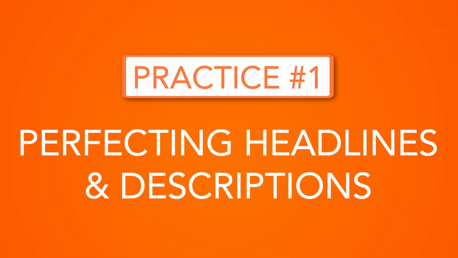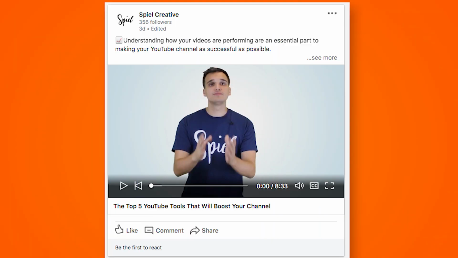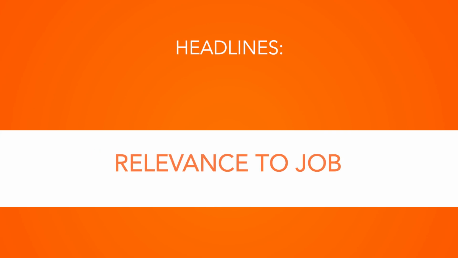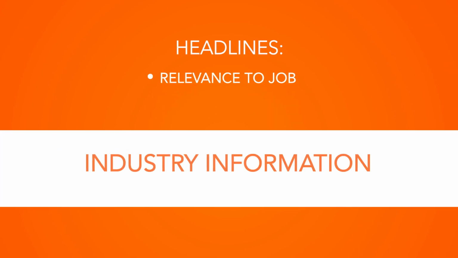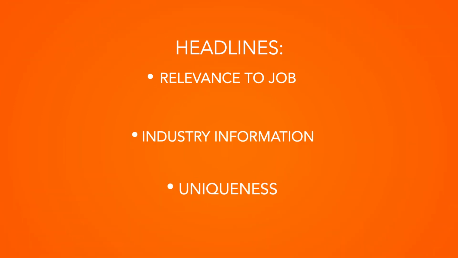Number 1, perfecting headlines and descriptions. LinkedIn studies show that the most influential factor in encouraging people to watch your videos on their platform is the video's headline and description. When it comes to your headlines on LinkedIn, the 3 most effective things that get people watching are its relevance to their job, referencing their specific industry, and its uniqueness in comparison to the competition. As for the text descriptions, they should be concise, engaging summaries of everything that you'll cover in your video. Make sure you give the reader a compelling reason to watch it in the first sentence.